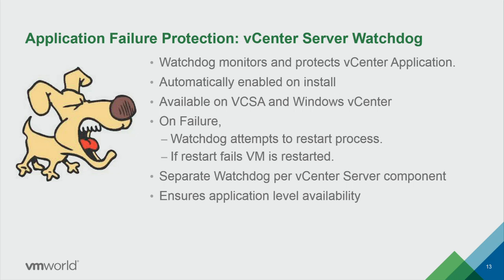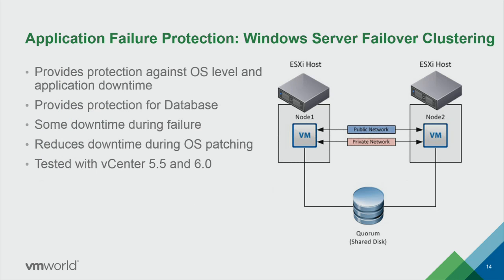So it has made the vCenter services pretty resilient. What we've seen in the field with vCenter 6 is that a lot of the failures we used to see in the past have reduced dramatically because of the Watchdog, right? So this gives you application level availability. Watchdog is the mechanism in both the appliance and in Windows to give you that kind of availability, right? So now, if you want to take it a little bit further, right?